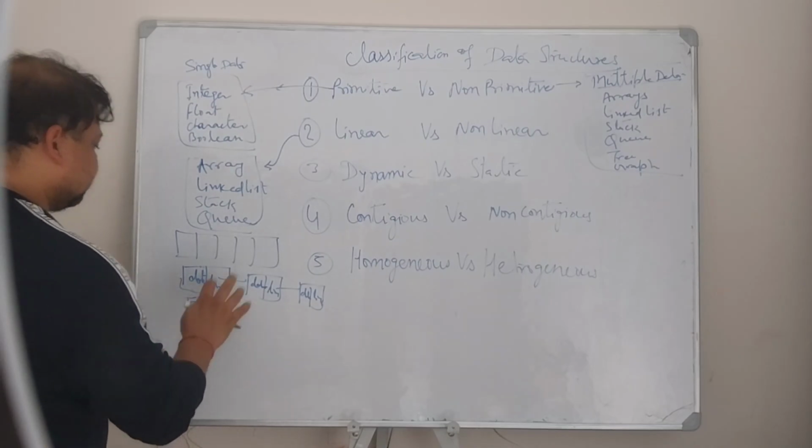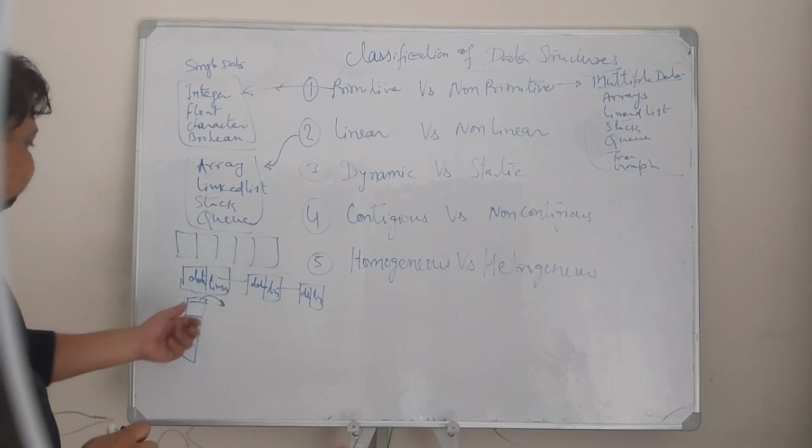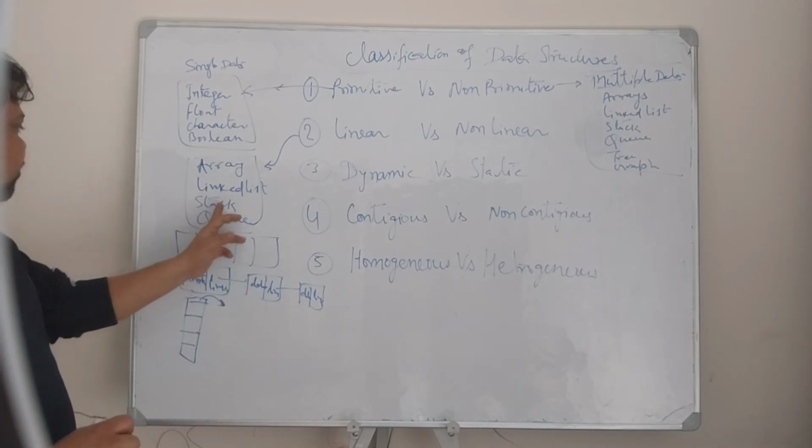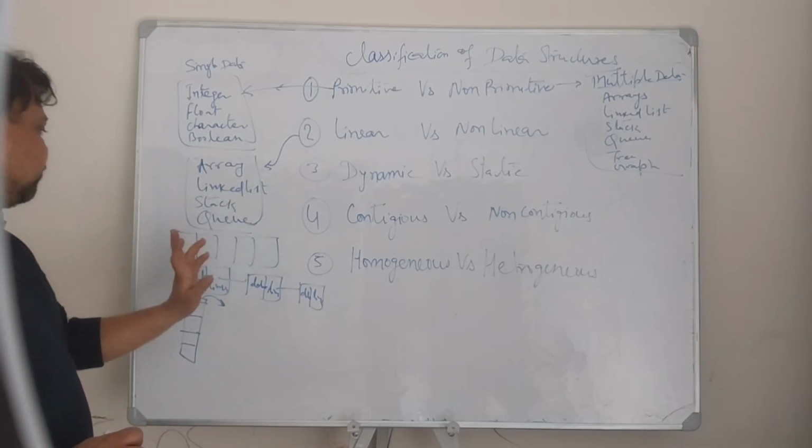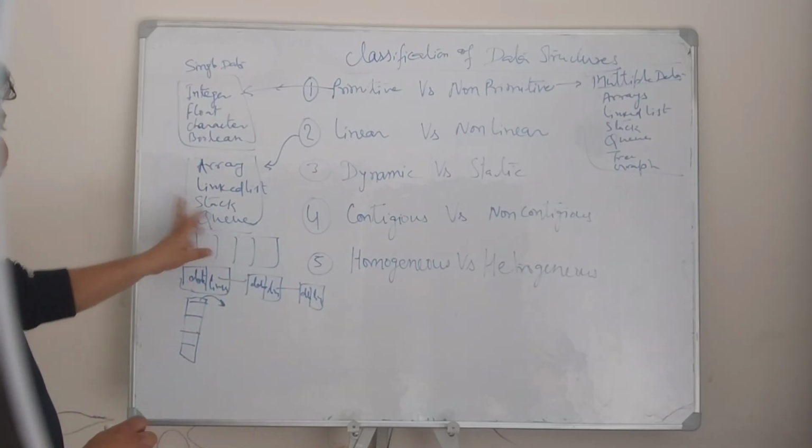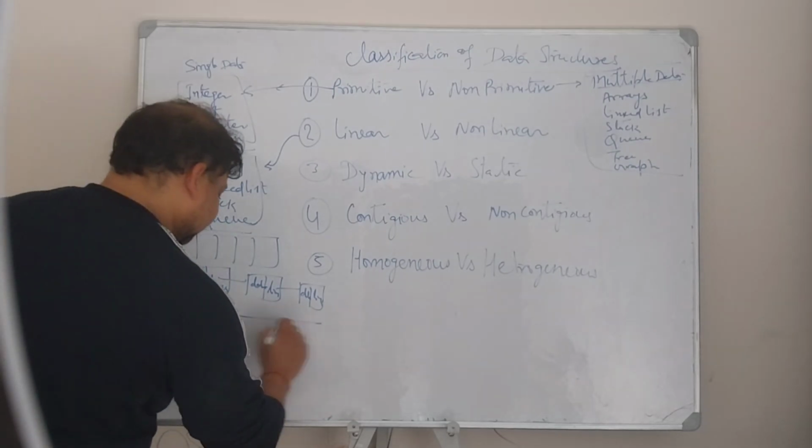Operation will be performed only from one side, like the top of the stack. So that will be either a push operation or a pop operation, whatever you are performing. Similarly, a queue is also linear, because it works in that way.